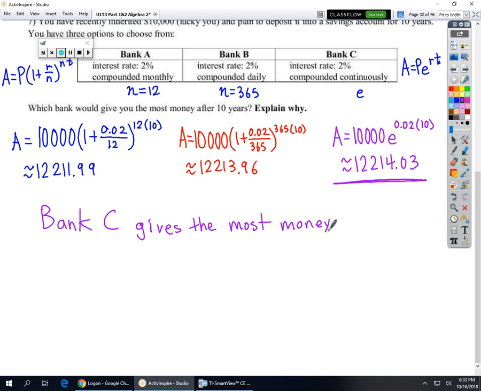And if you're asking for the explanation, if you just wrote this, this is considered enough of an explanation. One thing we noticed, remember, if we're comparing banks with the same percent interest rate, compounding continuously is always the best. The more you compound, the more money you make. So this is always the case here. So these are all the questions, and that's it.